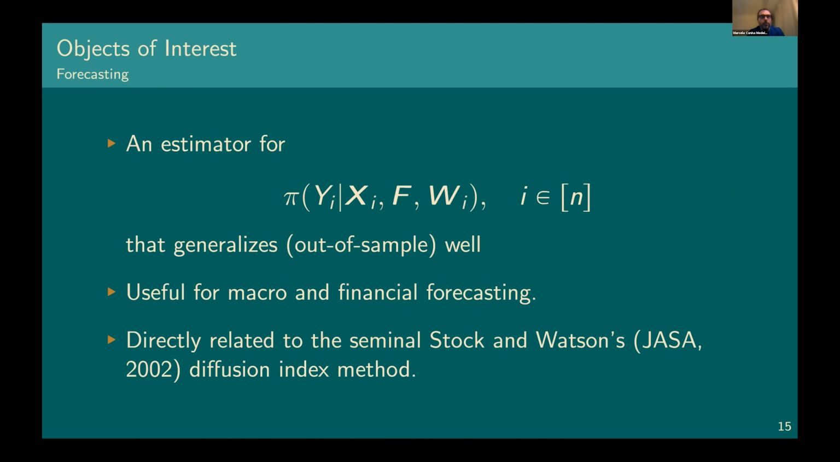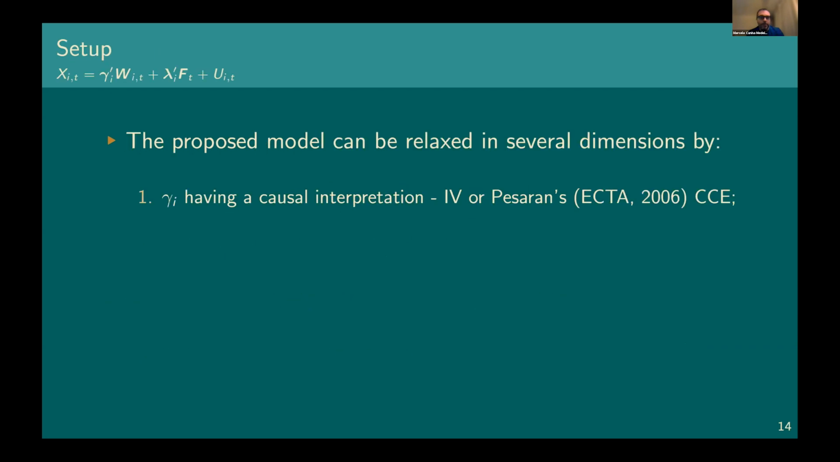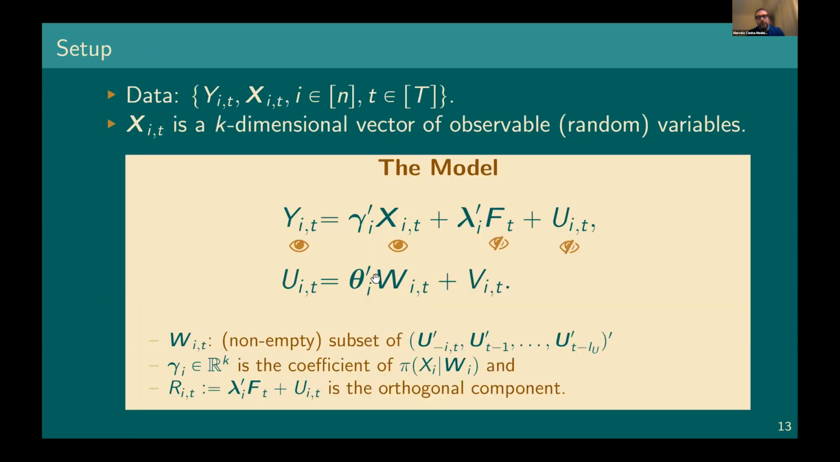Okay? So what are the objects of interest? We want an estimator of the projection of Y on X, F, and W that generalizes well out of sample. This is useful for macro and financial forecasting. This is related to the diffusion index method. Okay, so pi here represents a projection, the projection of Y on X, F, and W. Remember, W is the variable that explains the dynamics of the U's.